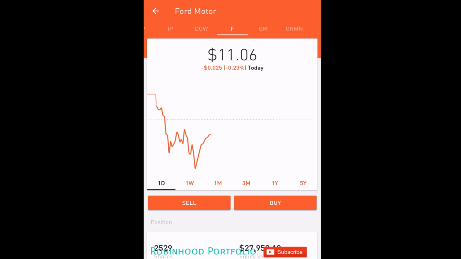See here, still 11.055 on Vanguard, on E-Trade, 11.055 as well. And you can see there it was a little bit delayed with Robinhood. It just now ticked up to 11.06.